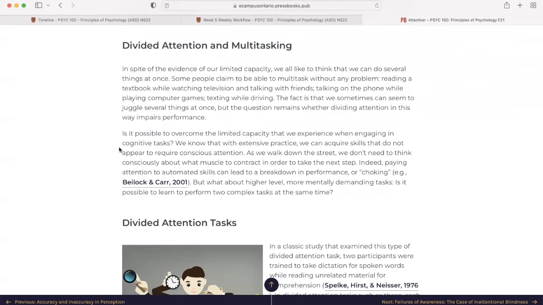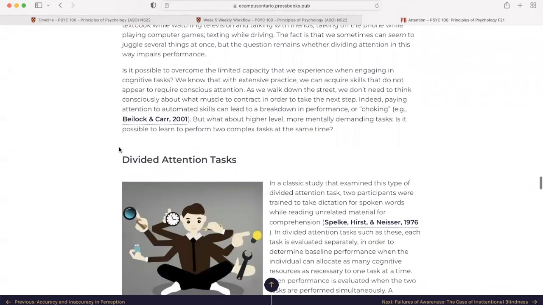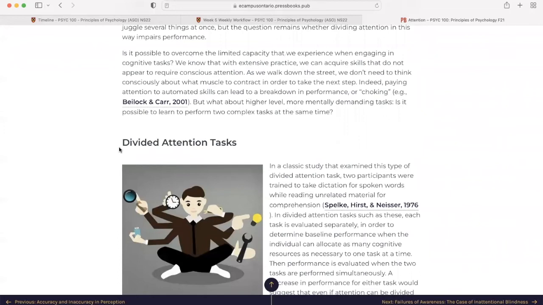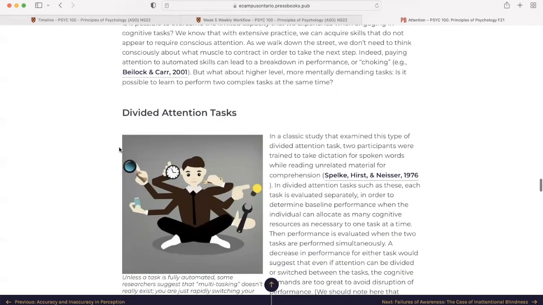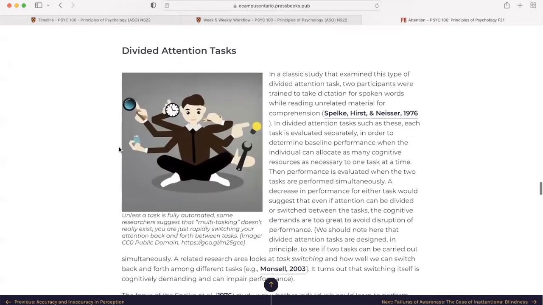Is it possible to overcome the limited capacity that we experience when engaging in cognitive tasks? We know that with extensive practice, we can acquire skills that do not appear to require conscious attention. As we walk down the street, we don't need to think consciously about what muscles to contract in order to take the next step. Indeed, paying attention to our automated skills can lead to a breakdown in performance, or choking. But what about higher level, more mentally demanding tasks? Is it possible to learn to perform two complex tasks at the same time? Jeepers, I hope so.